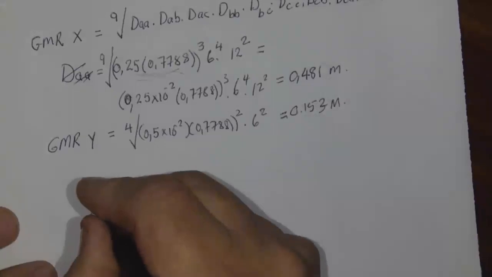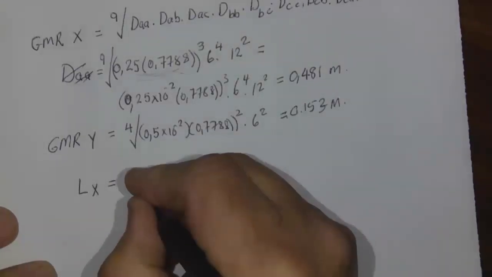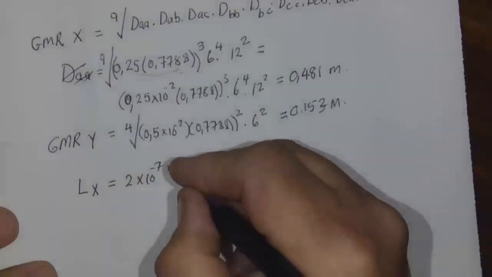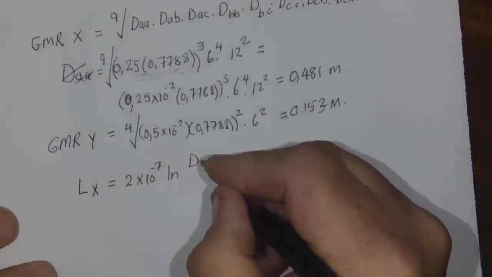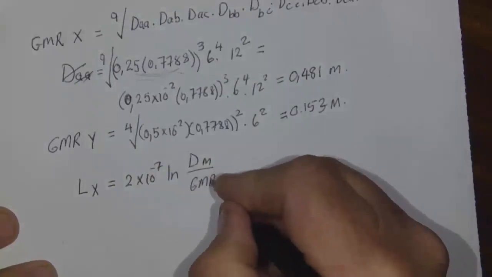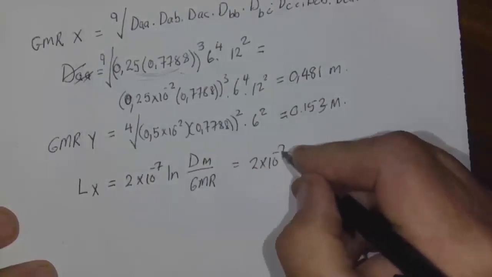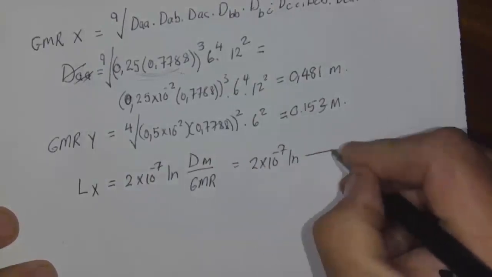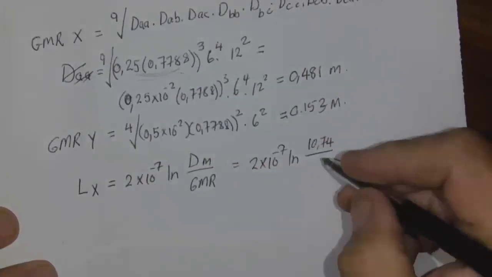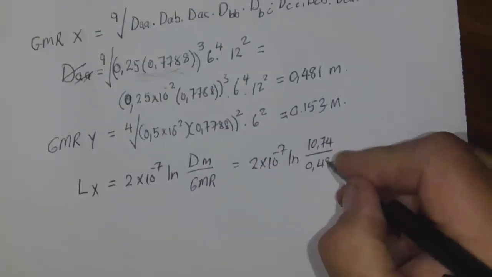Right. Now we can determine the inductance of line X. That'll be 2 times 10 to the power of minus 7 ln GMD over GMR. So that'll be 2 times 10 to the power of minus 7 ln 10.743 over 0.481.